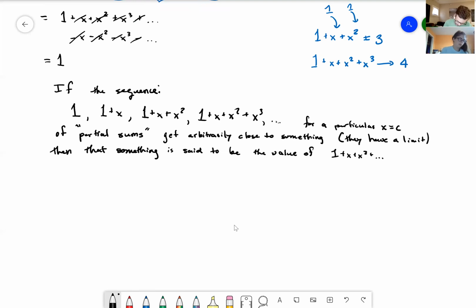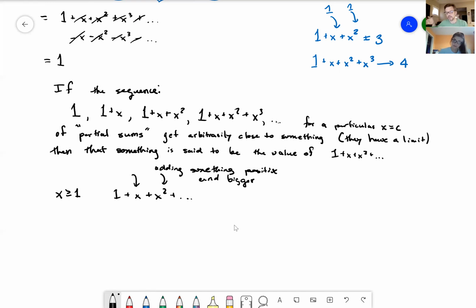Let's suppose that x is greater than or equal to 1. What we're doing is, if x is greater than or equal to 1, then 1 plus x plus x squared, and so on, each time we're adding something positive and bigger. Or if it's just equal to 1, we're adding 1 over and over and over, right? Now these partial sums, we know these things will never settle down to something. They'll just keep getting bigger and bigger as we go on. And so in this case, we say that this limit doesn't exist, and the term that we give that is diverges. It diverges whenever x is greater than or equal to 1.